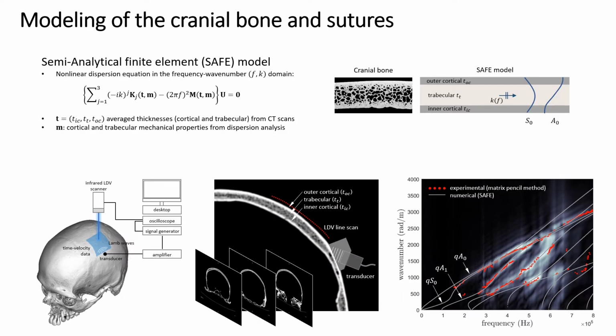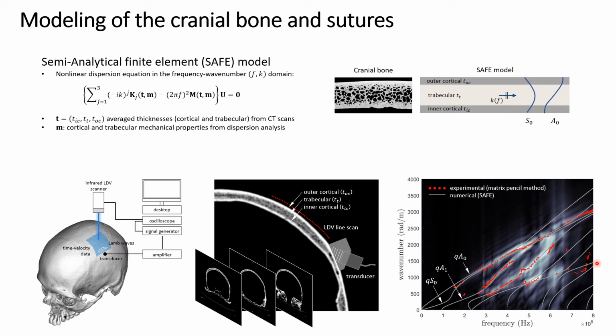The first step of our analysis consists in constructing a dispersion model of the cranial bone. In our study, we modeled the cranial bone as an infinite layered plate in plane strain, and we calculate its dispersion properties with a semi-analytical finite element method, which from now on I will just call SAFE. The SAFE dispersion relation that you can see here has the form of a polynomial eigenvalue problem where we have a stiffness operator K, a mass operator M, frequency f, wave number k, and the eigenvector U, which gives the mode shape of our guided wave mode.